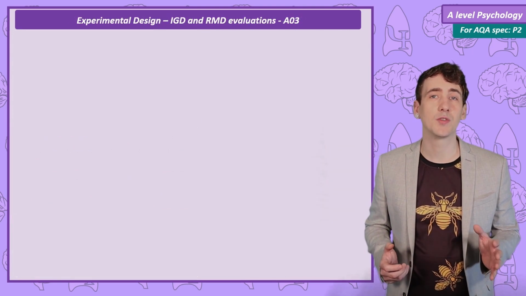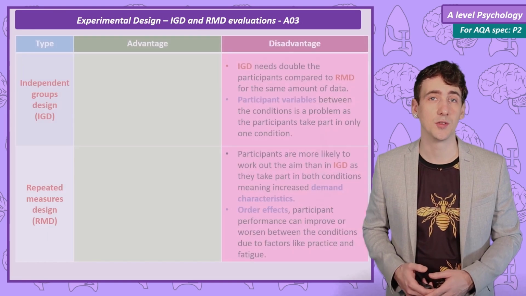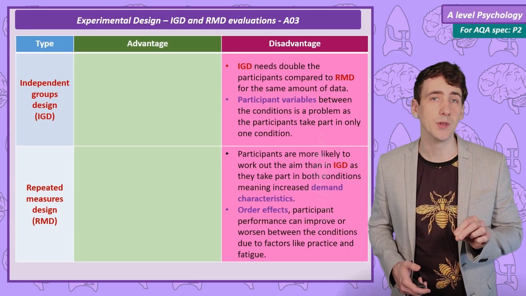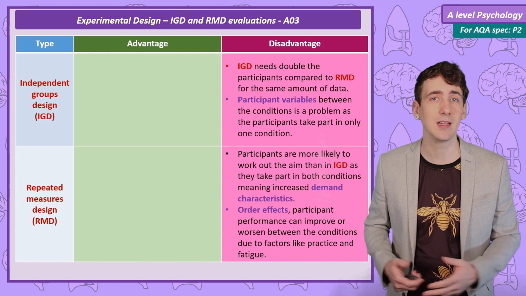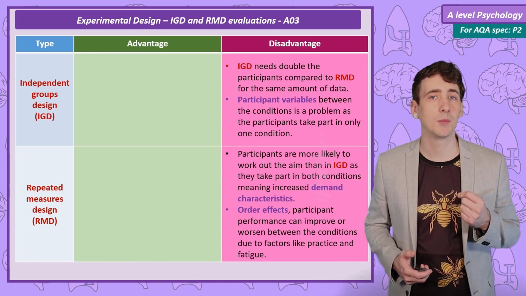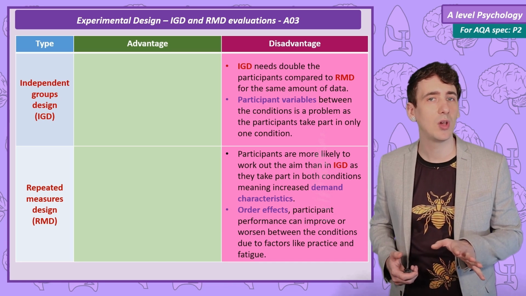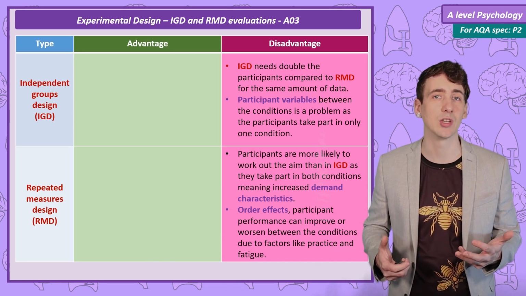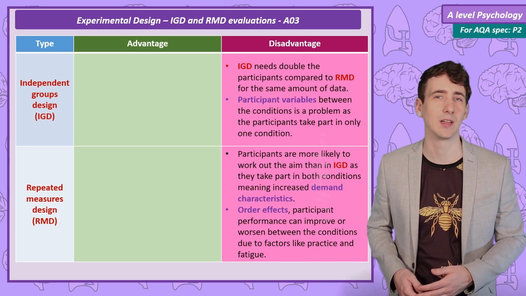So looking at the evaluations for both designs, there are other issues. A problem for independent groups is this design needs more participants than repeated measures to produce the same amount of data. Another problem in repeated measures is because participants complete two conditions, they're more likely to work out the aims of the experiment and change their behaviour to please the researcher, and this is known as demand characteristics.